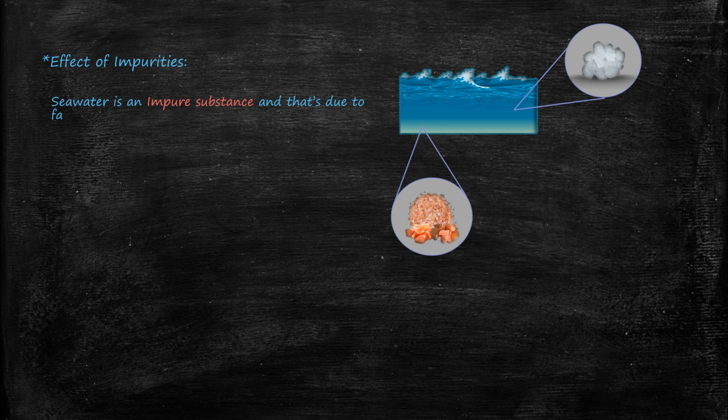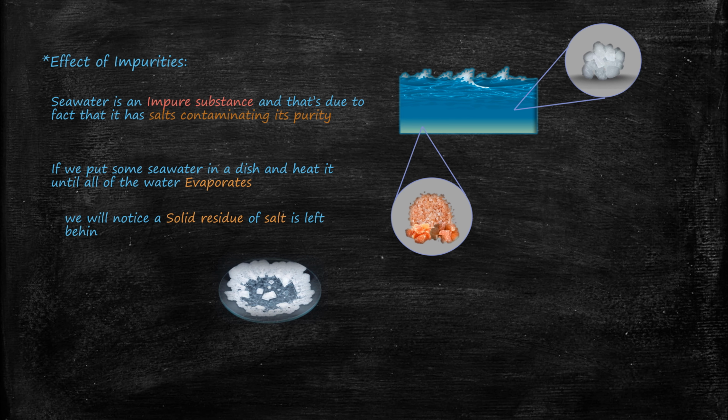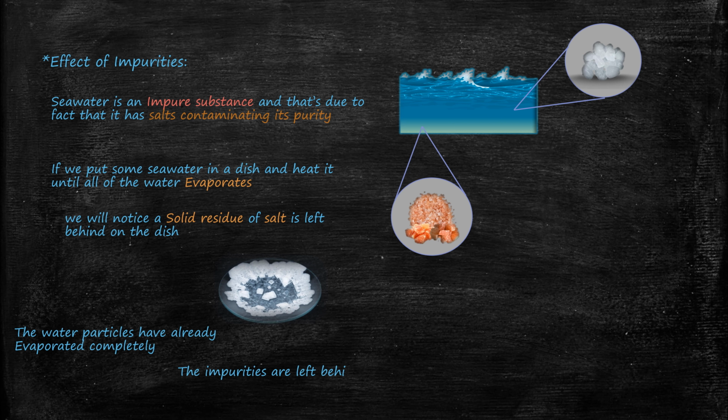Seawater is an impure substance, and that's due to the fact that it has salts contaminating its purity. This fact could be easily proven. If we put some seawater in a dish and heat it until all of the seawater evaporates, then we will notice a solid residue of salt is left behind on the dish, which means that the water particles have already evaporated completely, and the impurities are left behind in the dish. And that's due to the difference in the boiling point of the water and the impurities.